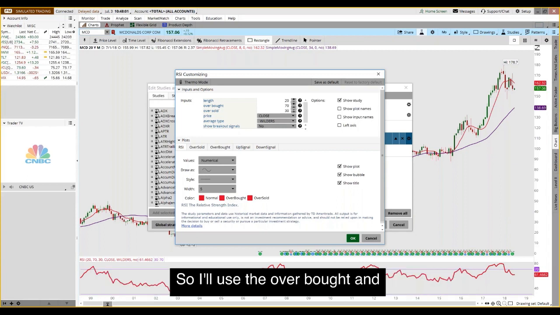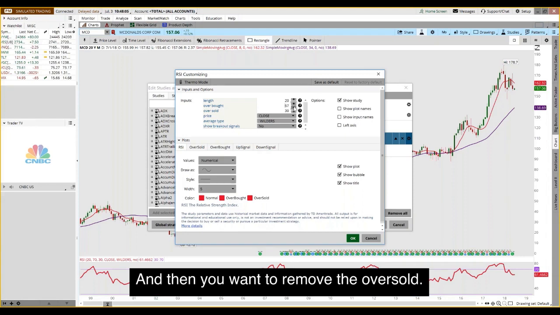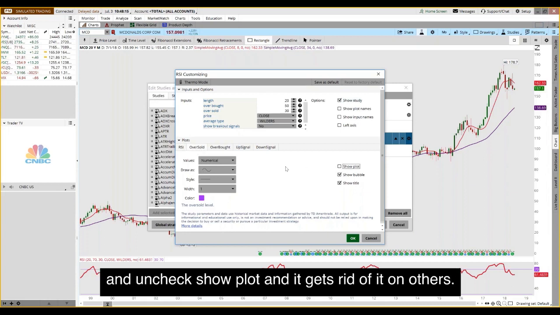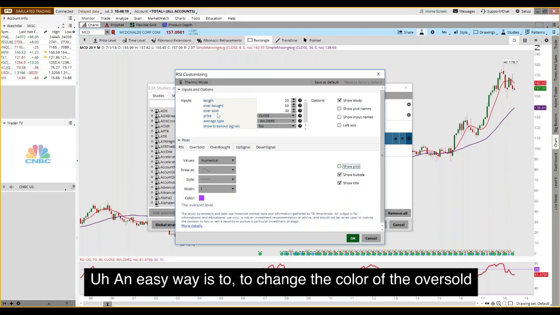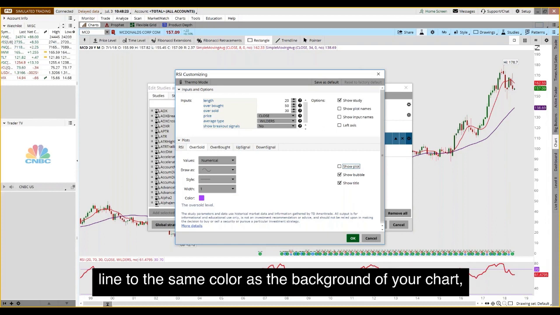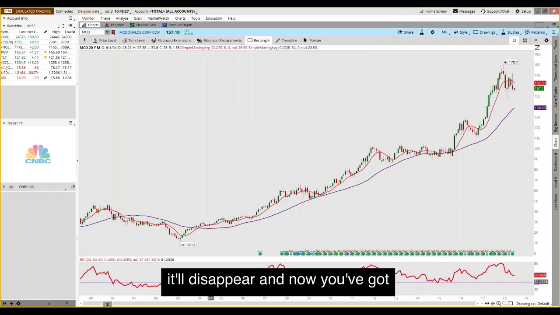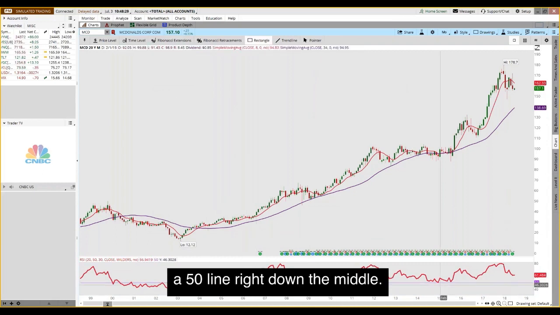So I'll use the overbought, and I'll drop that to 50, right? And then you want to remove the oversold. On Thinkorswim, you just click on the oversold tab and uncheck show plot, and it gets rid of it. On others, an easy way is to change the color of the oversold line to the same color as the background of your chart. It'll disappear, and now you've got a 50 line right down the middle.